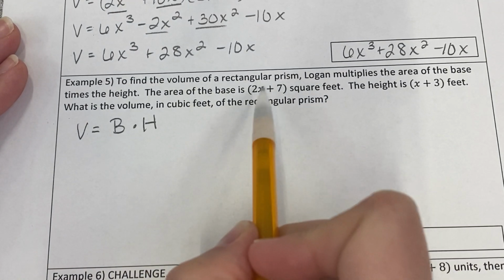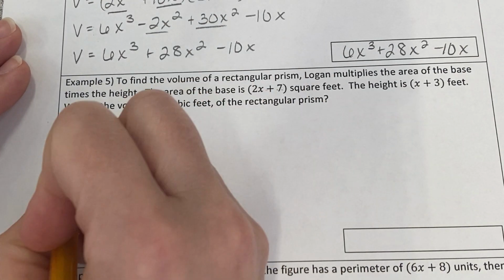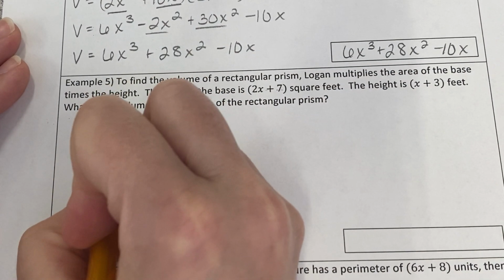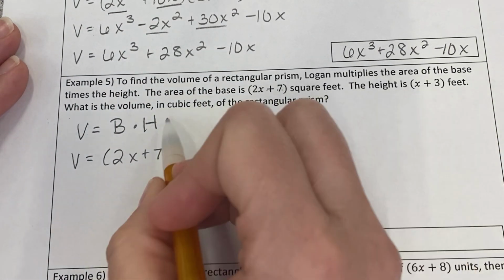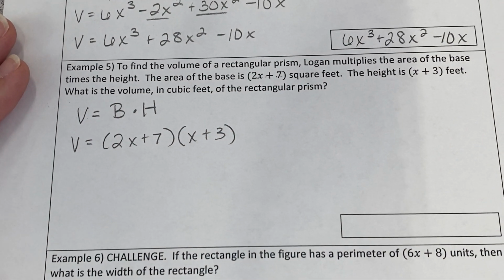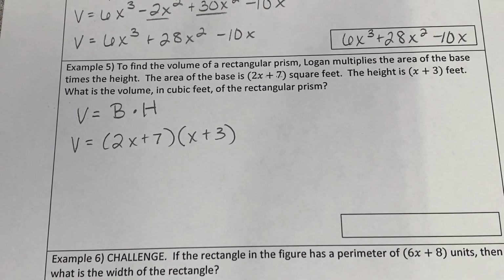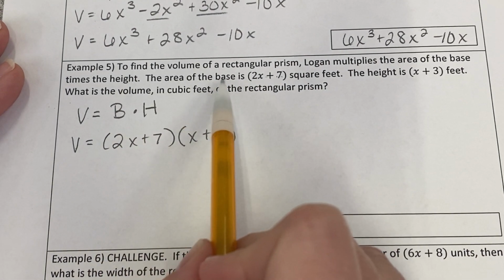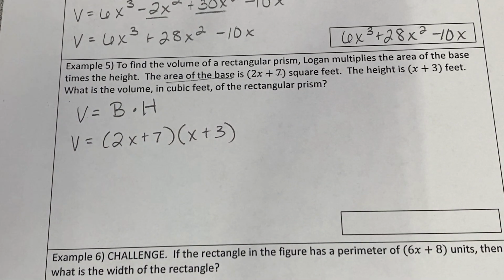They're telling us the area of the base. So they already multiplied the length times the width and got this much. So let's substitute that in for the base, 2x plus 7. And then the height is x plus 3, so I'll substitute that in for the height. What is the volume in cubic feet of the rectangular prism? So this is more about the wording than the math, really. Well, it's about both. Like, do you understand that the area of the base is already length times width? Okay, so hopefully you followed me on that.